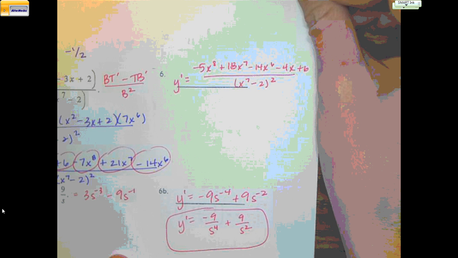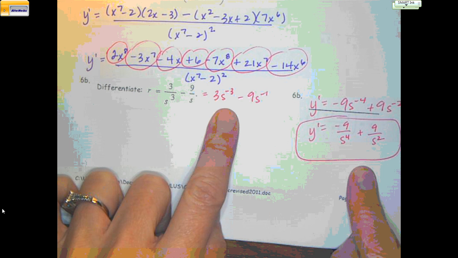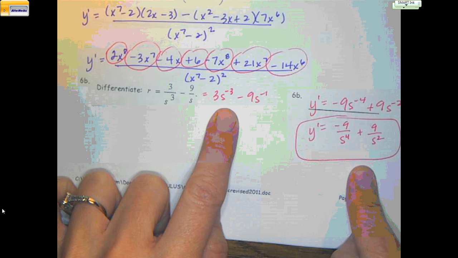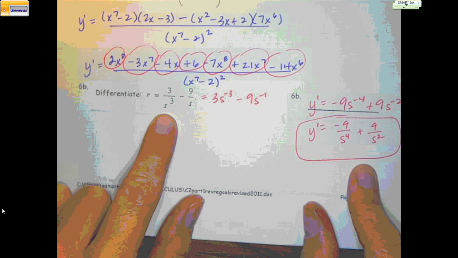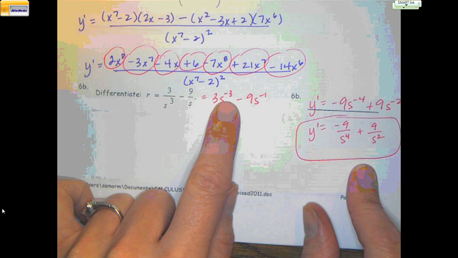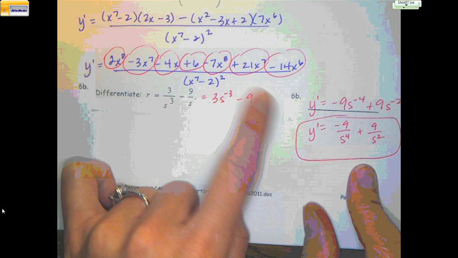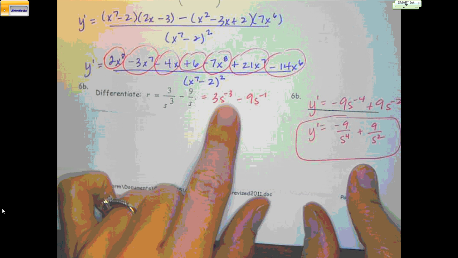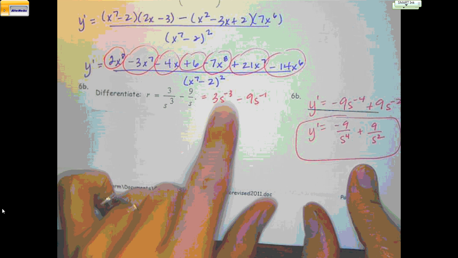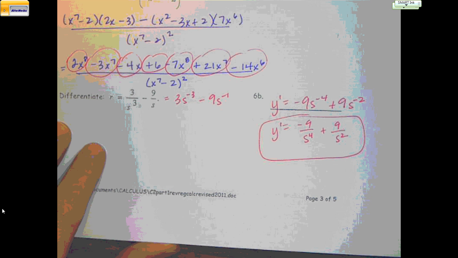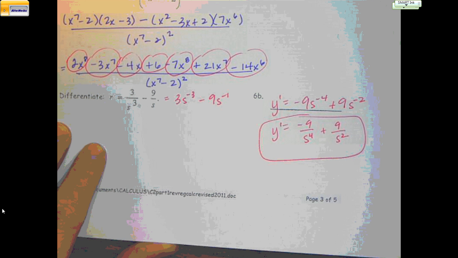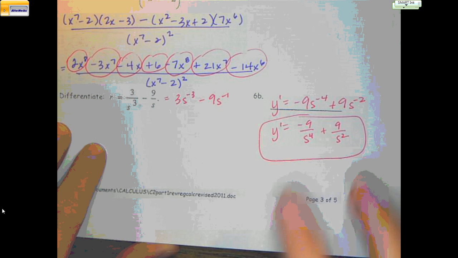On 6b. Do you know where this came from? Did you see how there's s cubed on the bottom? Yes. It's the same thing as s to the negative 3 on the top. So I rewrote both those, and then I just did the power rule. Okay. Like, is that okay? And Carson, I'll let you look at this again when we finish up if you want.